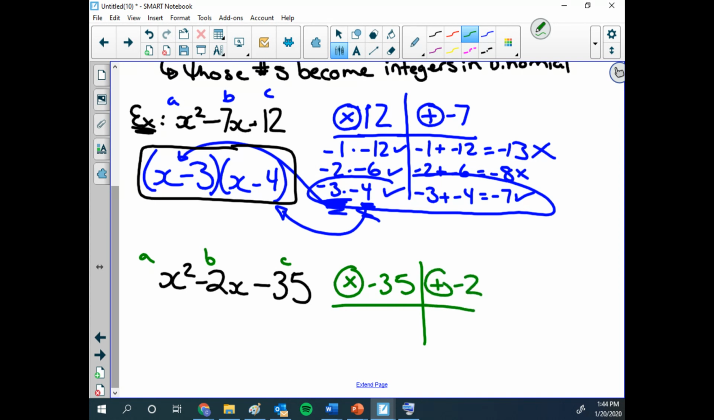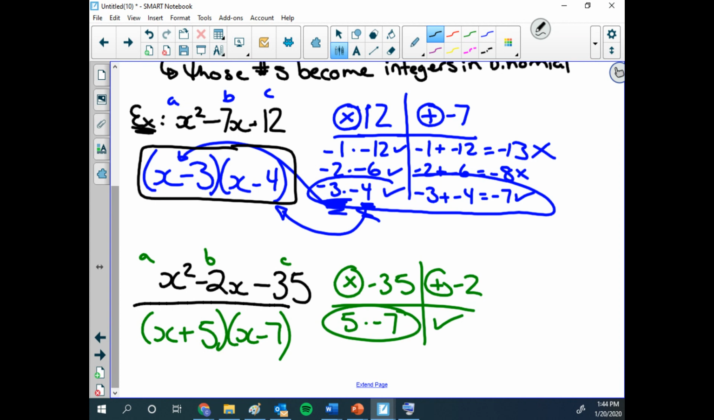Did anybody get those numbers really quickly? 5 and -7. So 5 times -7. If I add those together, that's going to give me -2, so that's good. So I just break those up right in my binomials. x plus 5 and x minus 7. And I can always check that I'm right by just multiplying this out, and I should get back up there. I could also graph that. y1, y2 should get the exact same function.